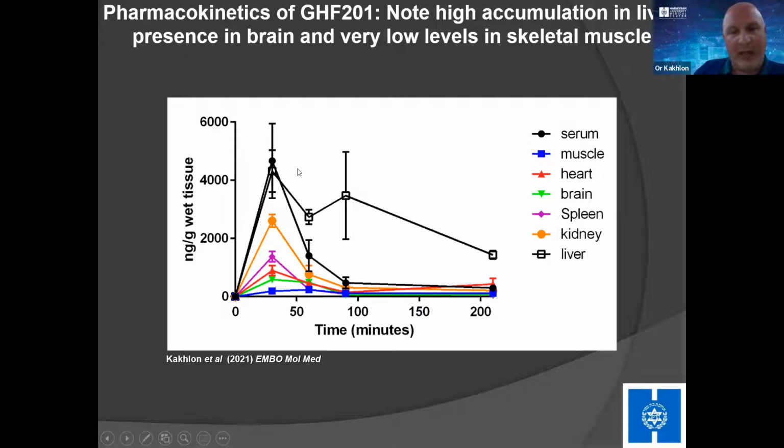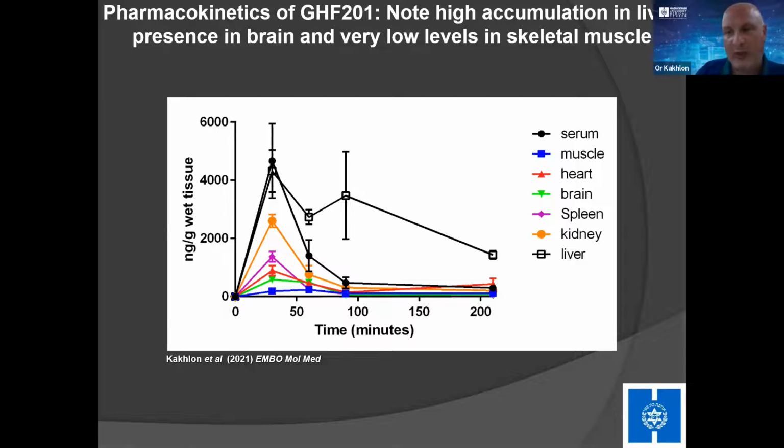So we conducted the pharmacokinetic profile. We injected the compound and then followed it over time in different tissues. As you can see here, while it did get into the brain, into the liver, which is the highest accumulation, and into the blood, it almost didn't get to the muscles. So this is actually in line with the lack of effect at the histological level.